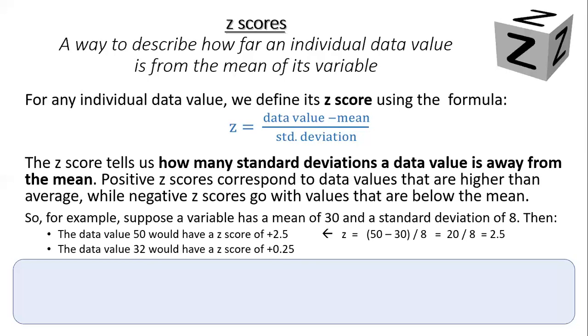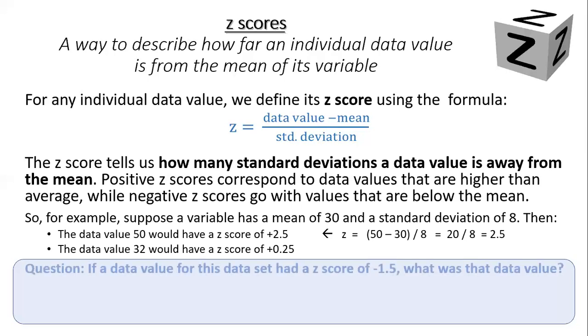Now here's a question for you to think about. Let's see if you can answer this. Suppose that we're talking about that same variable, the one with a mean of 30 and a standard deviation of 8. If a data value from this set had a z-score of negative 1.5, what must that data value have been? Think about that for a moment now. You know that your variable has a mean of 30 and a standard deviation of 8. If someone says that the z-score for a data value is negative 1.5, what must that data value have been to have had such a z-score?